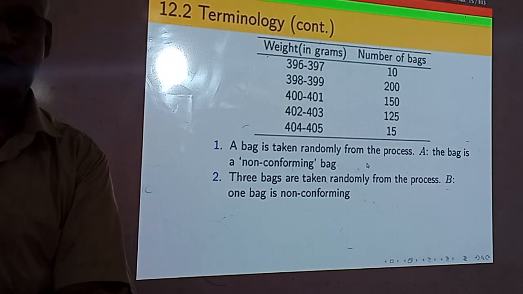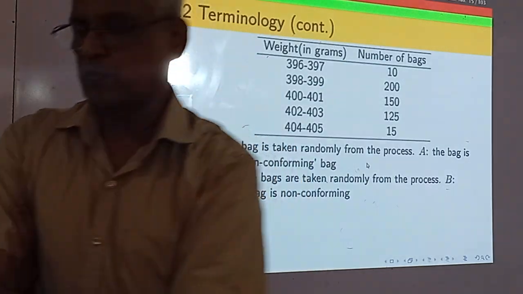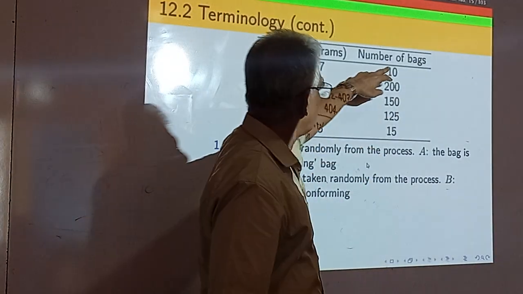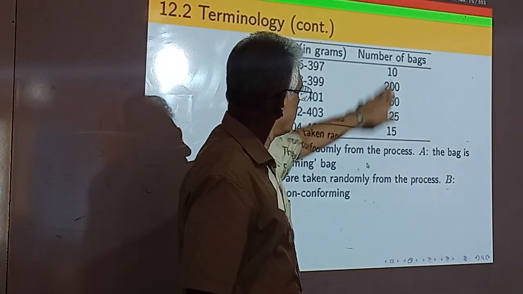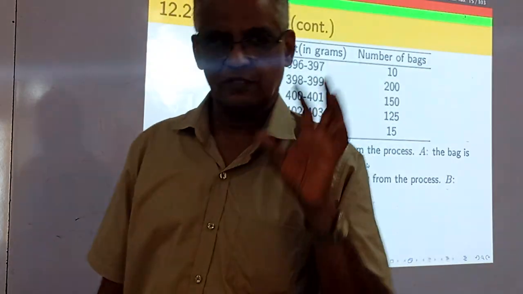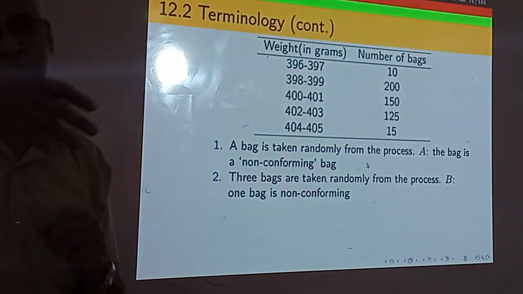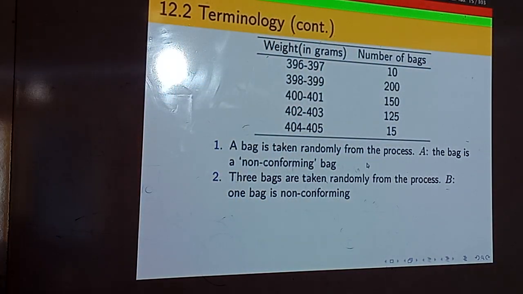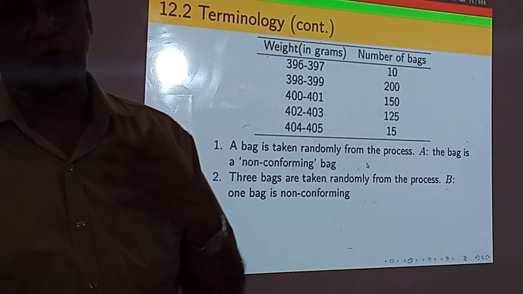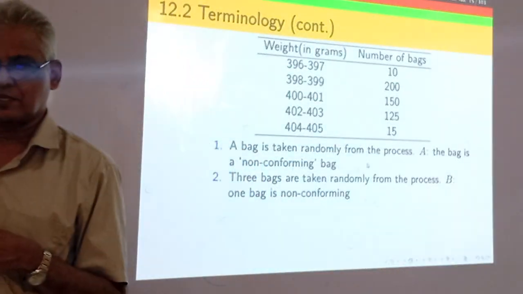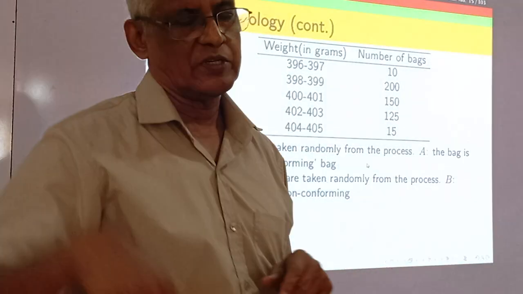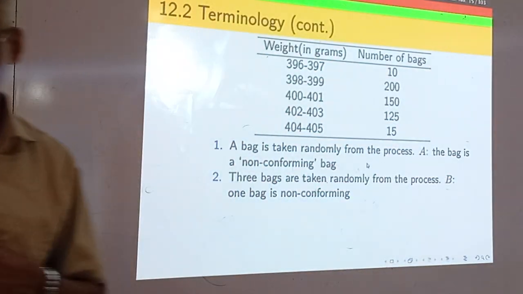Any bag is non-conforming. The probability that any bag is non-conforming is (10 plus 15) divided by 500, so 25 divided by 500. That is the probability that any bag coming from the process is non-conforming. Therefore, the probability that any bag coming from the process is conforming is 1 minus 25 divided by 500. So we know those two probabilities.